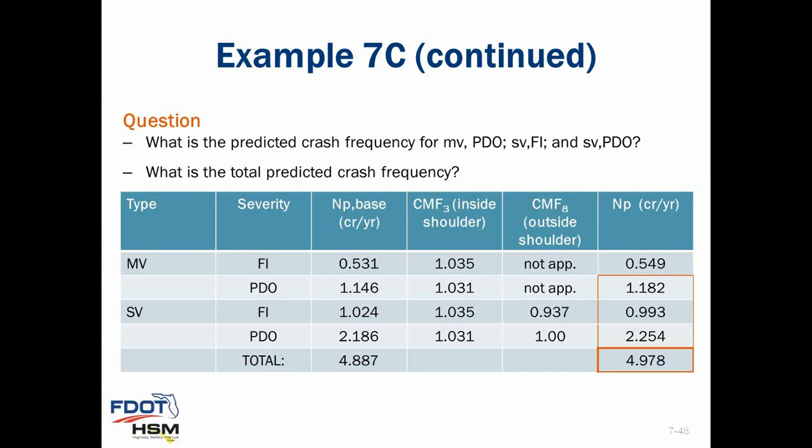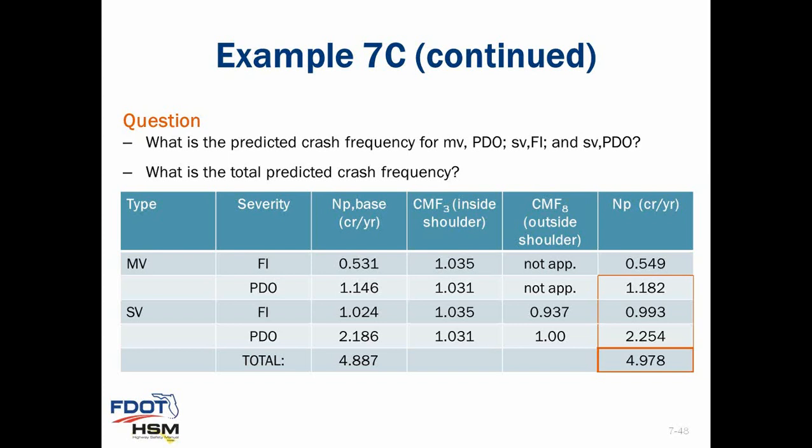So the answers to the first question can be computed, and they are in fact shown in the last column in rows 2, 3, and 4. They are outlined by the box with a thin red line. We computed 1.182 multi-vehicle PVO crashes per year, 0.993 single vehicle fatal and injury crashes per year, and 2.254 single vehicle PVO crashes per year.